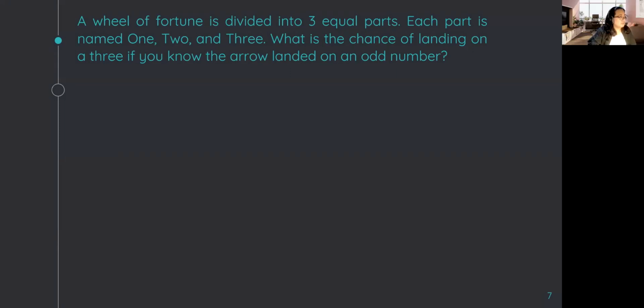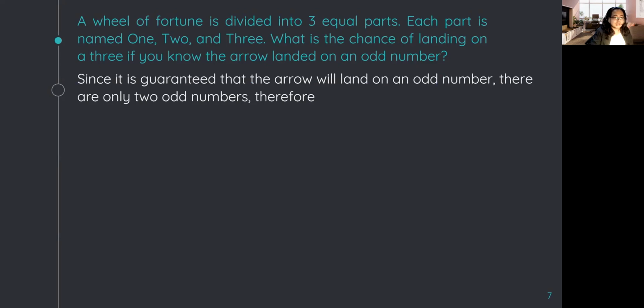For the next problem, we have a Wheel of Fortune divided into three equal parts. Each part is named 1, 2, and 3. What is the chance of landing on a 3 if you know the arrow landed on an odd number? Since it is guaranteed that the arrow will land on an odd number, and there are only two odd numbers, which are 1 and 3, we can split the chance between each number into 1/2 or 0.5, wherein 1 has a 0.5 chance of being landed on, and 3 has a 0.5 chance of being landed on.